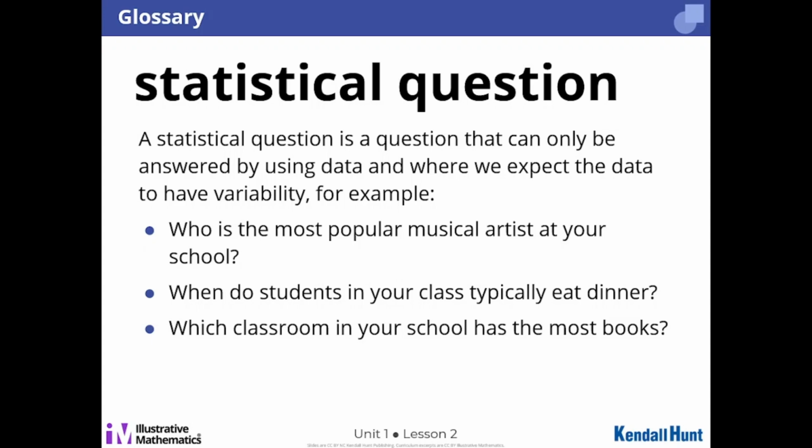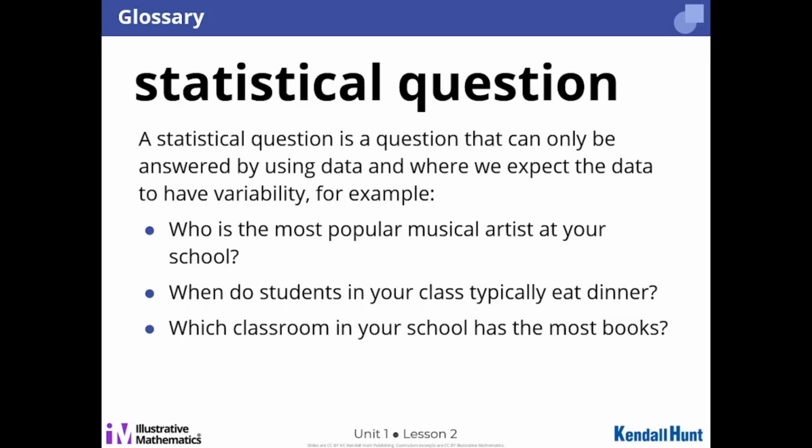When do students in your class typically eat dinner? People are going to eat dinner at different times, so you are going to get variability in your responses. That means it is a statistical question. Which classroom in your school has the most books? This will change depending on the school. So you're going to get different answers. So this is a statistical question.